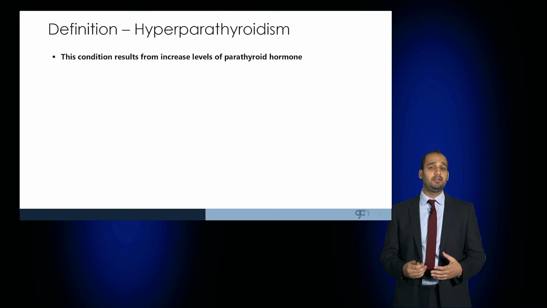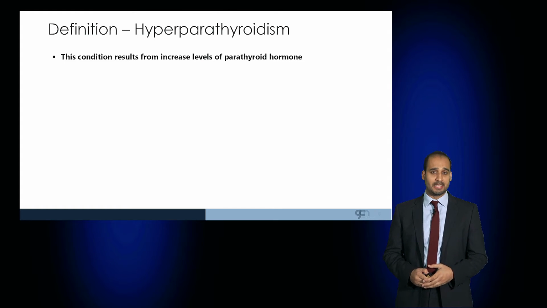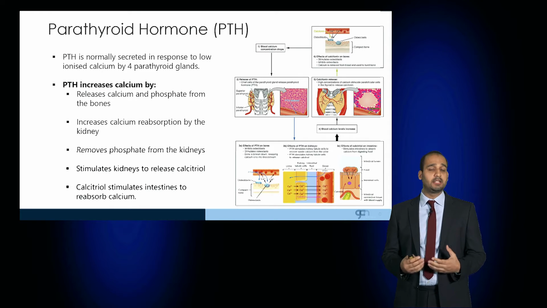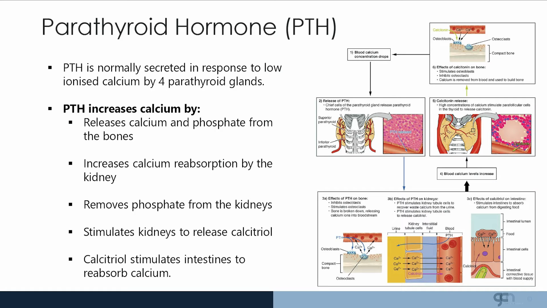Hyperparathyroidism results from increased levels of parathyroid hormone secreted by the parathyroid glands, which are embedded in the thyroid tissue. Parathyroid hormone, or PTH, is secreted in response to low ionized calcium by the parathyroid glands. PTH increases calcium in a variety of ways.